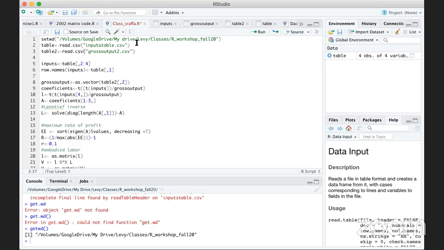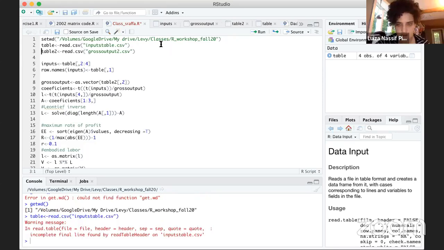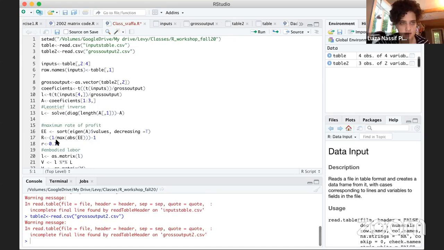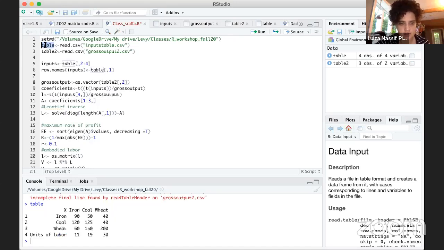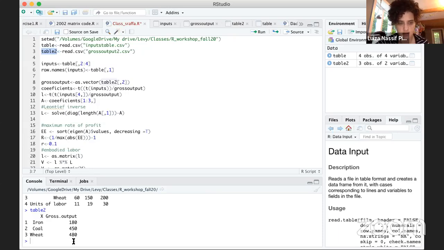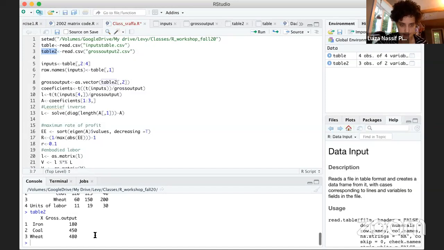Okay. So once we do that, I did clean. So you can see that table 1 is just the inputs part: iron, coal, wheat, and units of labor. And I went through how we read this. And table 2 is just the gross output of each of those, and you see the numbers are slightly different than the one exercise I showed you. That's because I'm using the same example as he used in class. And the only difference was the gross output.